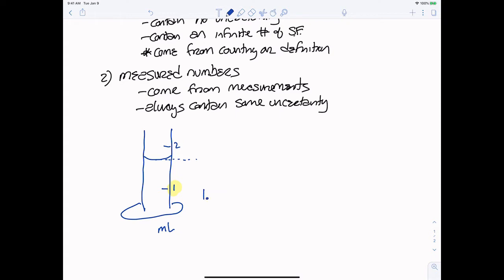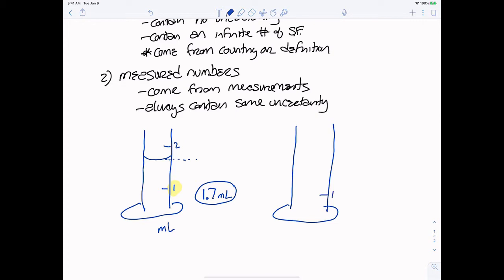And then we always include 1 estimated digit. Never more than 1, never less than 1, always exactly 1 estimated digit. So I'm going to estimate that that's maybe at 7. You might say 8 or 6. But that's that uncertainty part. So I would say this is at 1.7 milliliters. And again, you might estimate it a little bit differently, but I should have 2 digits in my number, 1 digit after that decimal point. So we're going to only estimate 1 additional digit. If I had another graduated cylinder here, and this is a 1, and then I had tick marks every 0.1.